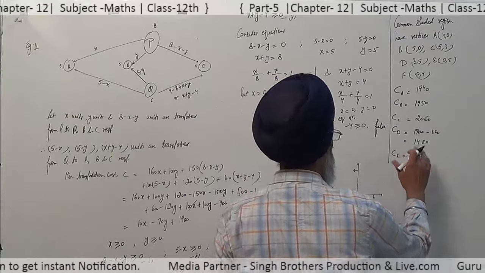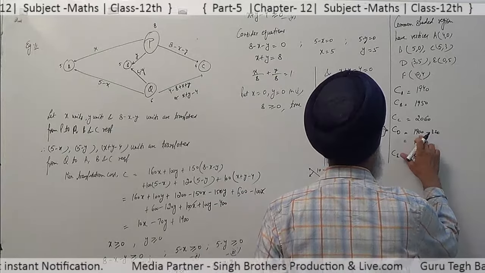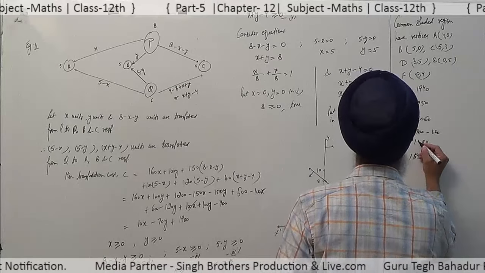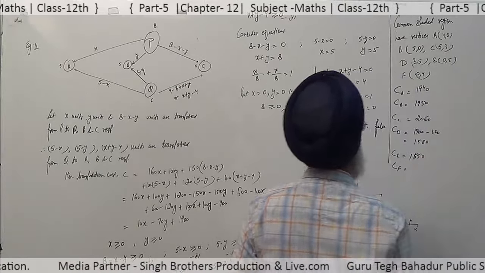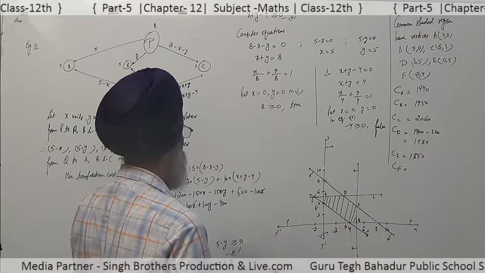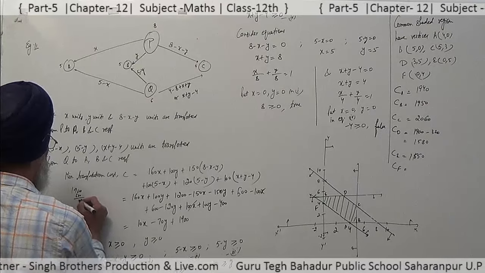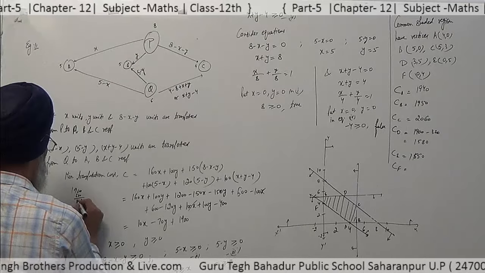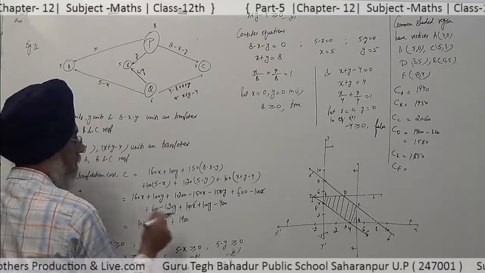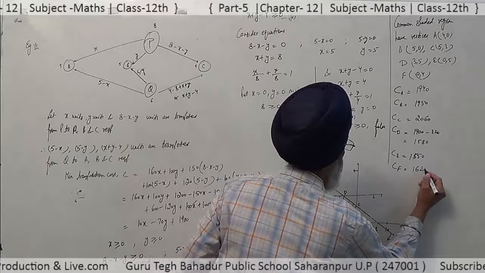Again I have to check here, it is 8, 1580. Then at F, it's 0, 4, 280, 1900 and 280 becomes 2, 6, 1620. Now the minimum value कहाँ आ रही है?